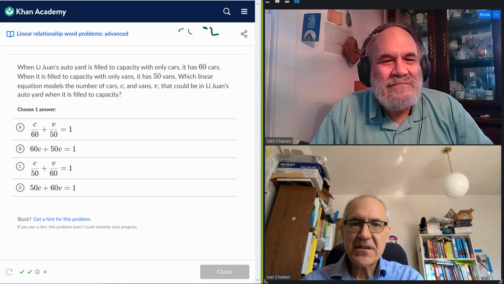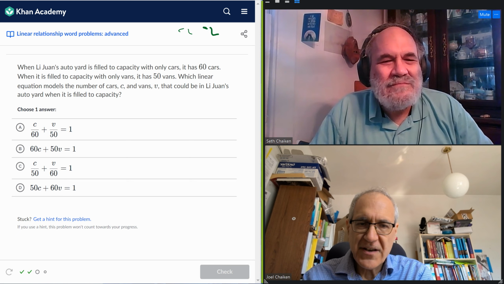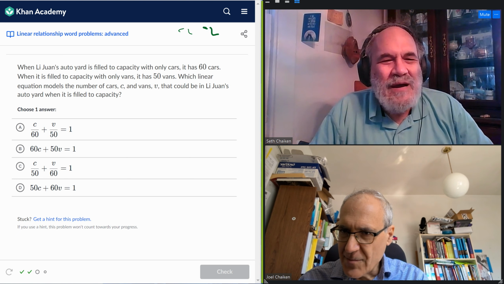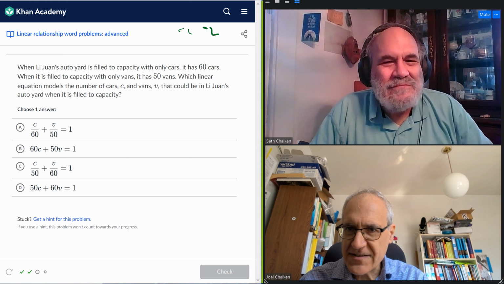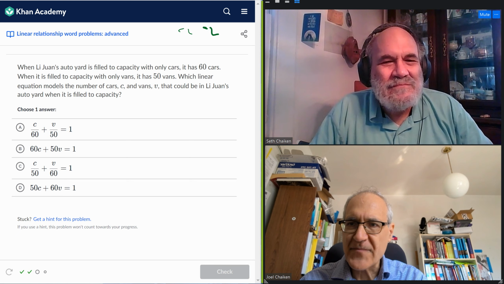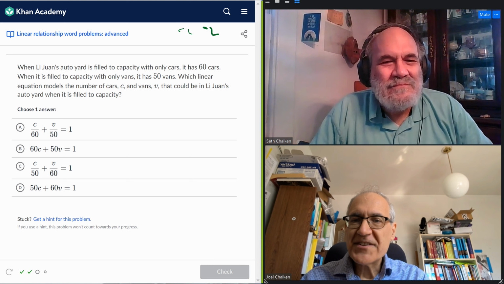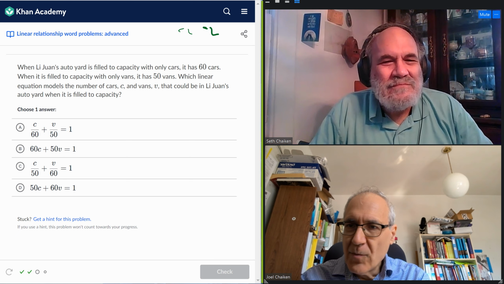Please read it, pause it, try it yourself, come back, and we'll try to show different approaches on how to do it. Okay, so someone's auto yard is filled to capacity with only cars. When it is filled with only cars, it has 60 cars. When it's filled to capacity with vans, it has only 50 vans. Oh, this is the trade-off problem. Which linear equation models the number of cars and vans that can be in Lynn's yard when it is filled to capacity?